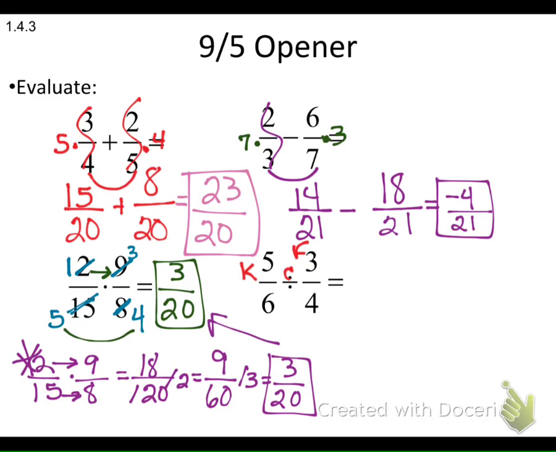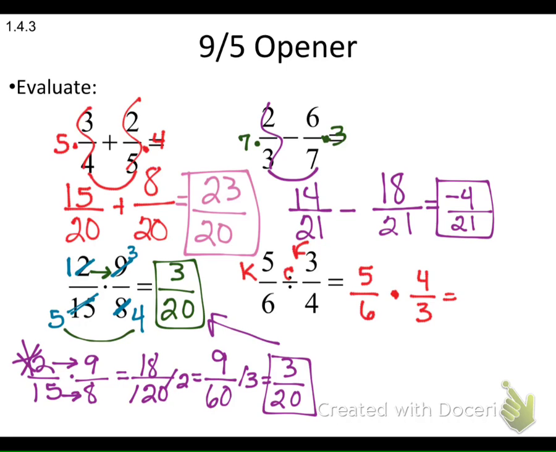What that means, we keep our first fraction the same. We flip the second fraction. So if I flip it, it's going to go to 4 over 3. That's finding the reciprocal. And then the change, we're going to change the division sign to multiplication. And now we just follow multiplication rules.